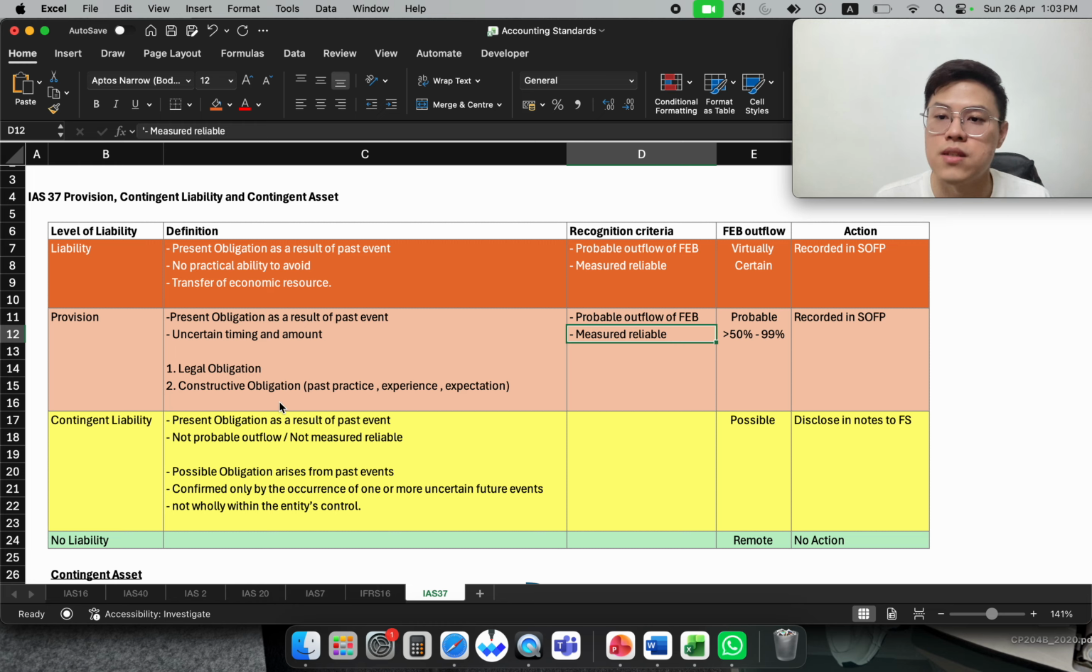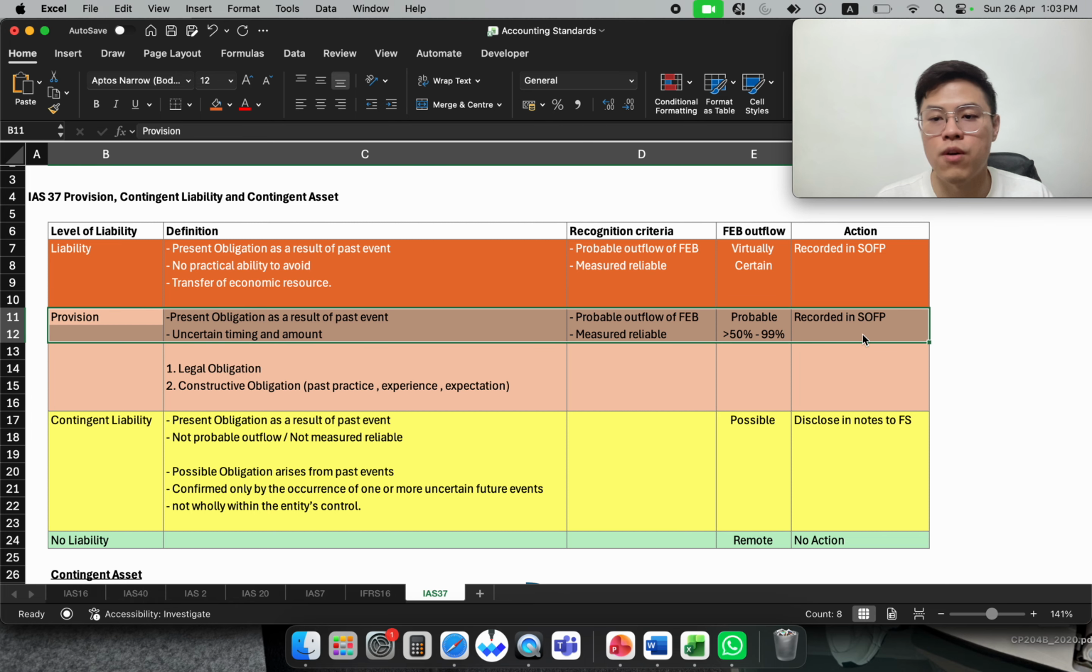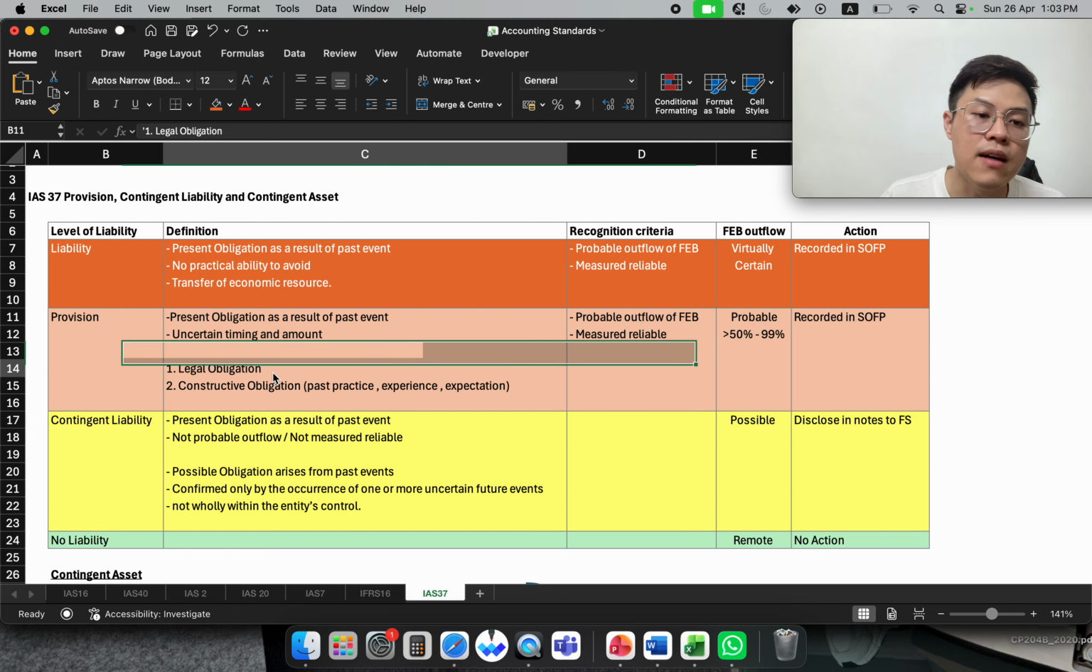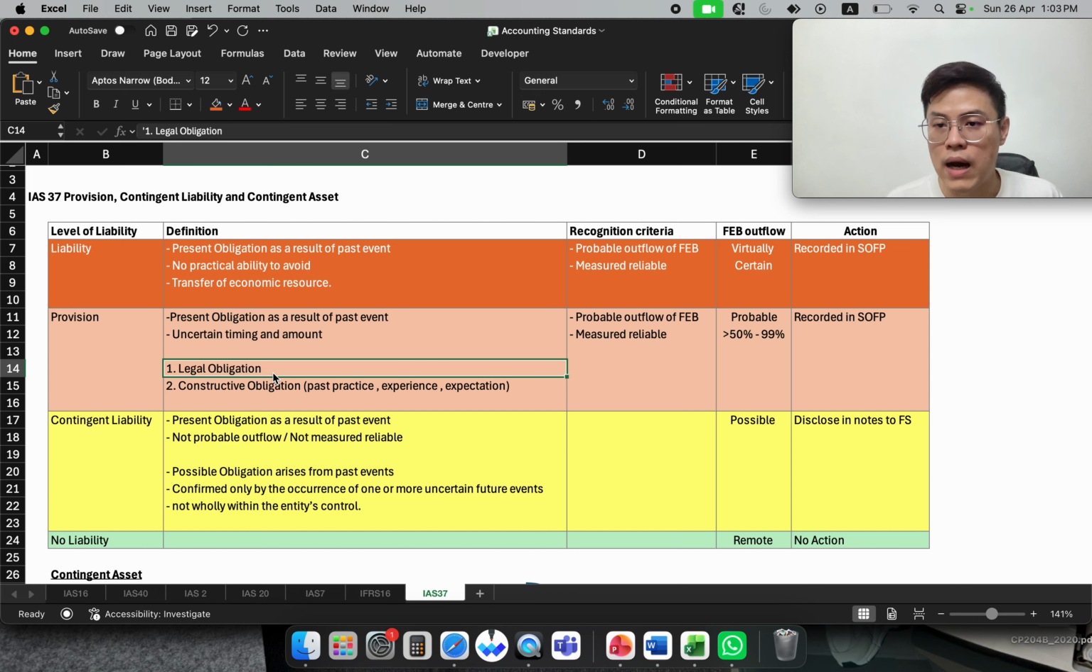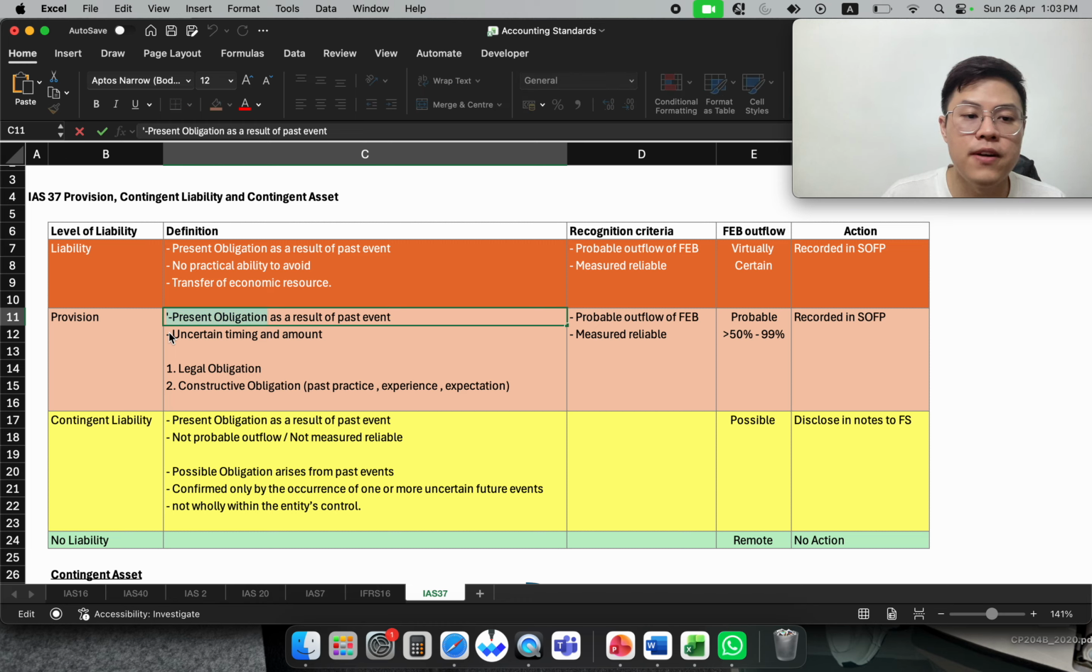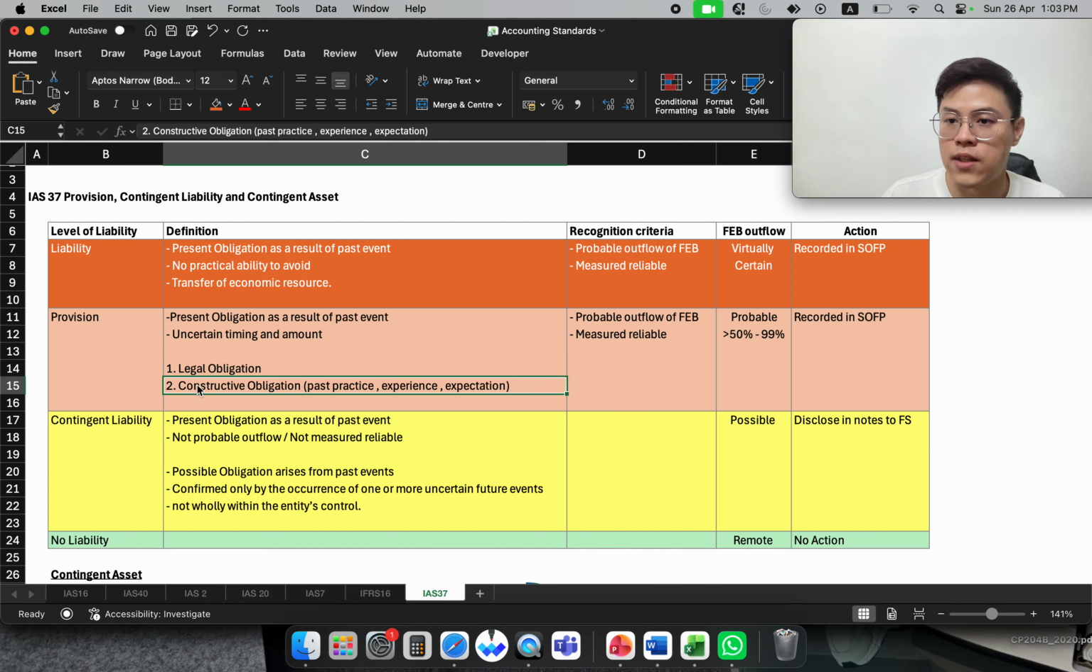This is a provision, and the provision can arise from two situations. One is legal, like what I told you just now. You are owing to someone because you are breaching the law. You breach a contract, people eat your food, then they get food poisoning, they sue you. Employees sue you because you are not an ethical employer. All that because you are breaching the law and regulations, then this is a legal obligation. So meaning to say these obligations can be further classified into legal and constructive.